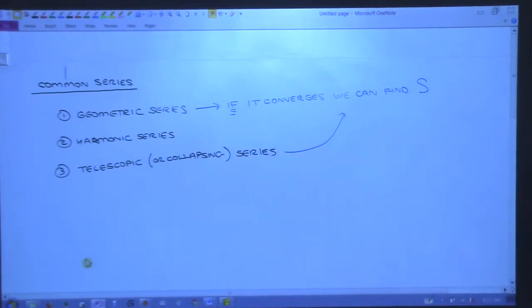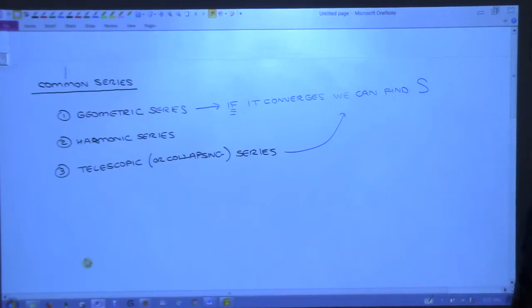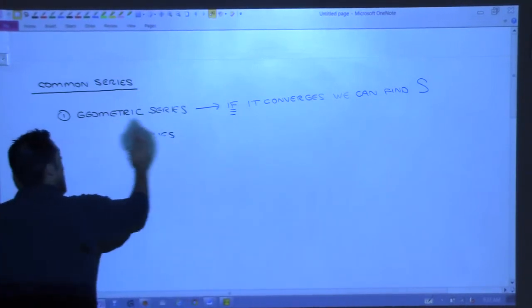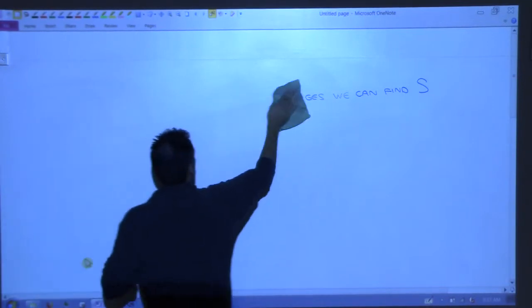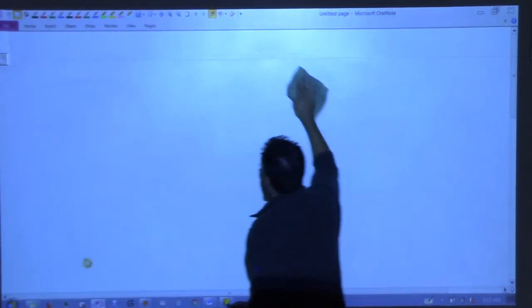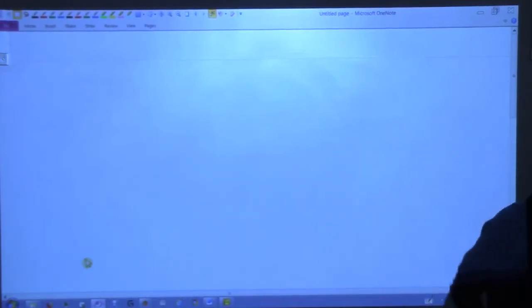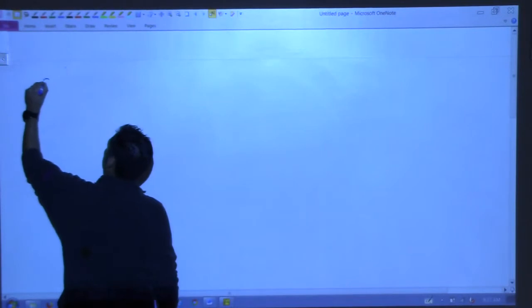So now we start trying to attack these three common series. We'll probably get through the first two today. Telescopic's going to take us at least 45 minutes to get through. All right, so in the common series, let's take a look at this thing called a geometric series.